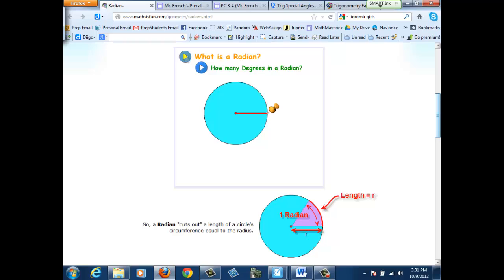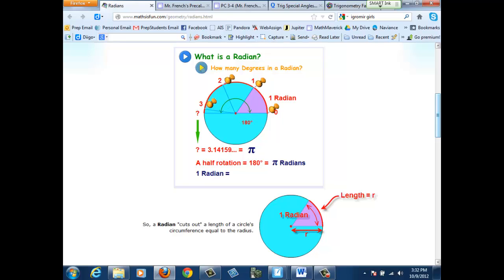If I take one radius and I wrap it around, the angle that's created by wrapping that one radius around the circumference is known as 1 radian. If we want to figure out how many degrees are in a radian, we find out that it takes a little bit more than 3 radians to cover half a circle. In fact, it takes 3.14159, or pi, radians. So 180 degrees is the same as pi radians. So 1 radian would be 180 degrees divided by pi, or a little bit more than 57 degrees.